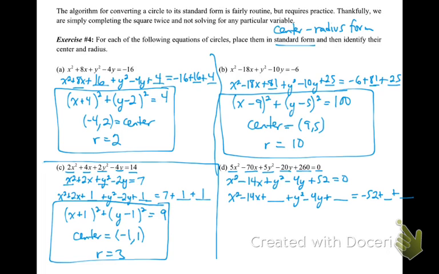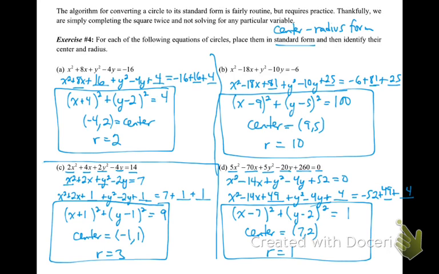All right, so now let's set up our parentheses to complete the square. Since we have negative 14 in front of the x, it's going to be minus 7. Square that, which means you're adding 49 to both sides. Half of negative 4 is negative 2. So square that, you get 4 to add to both sides. So adding the negative 52, the 49, and the 4, that gives us a 1. Which means our center is at 7, 2, and our radius is 1.